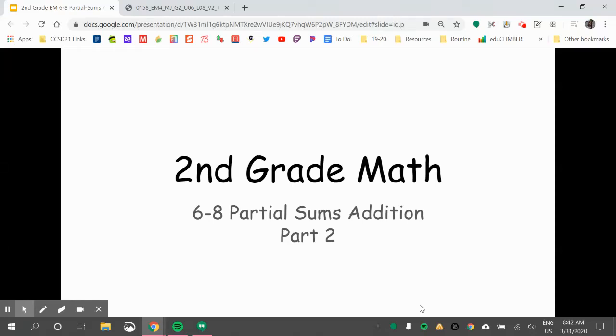Hi everyone, this is second grade Everyday Math Lesson 6-8, Partial Sums Addition, Part 2. Today we're going to continue looking at how we can use partial sums to add 2- and 3-digit numbers. Today we're looking at expanded form specifically, so let's get started.